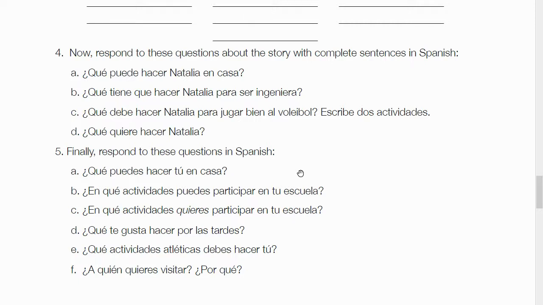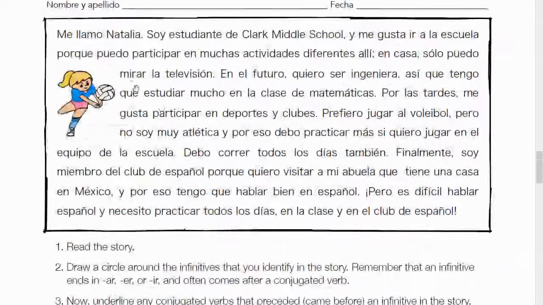So we need to translate that to Spanish. How can we translate that to Spanish? Yo puedo. So we have to change the form of the verb to I. Puedo. So it ends in O. And then the same thing. Mirar. You have your infinitive next. La televisión. That's just an example.